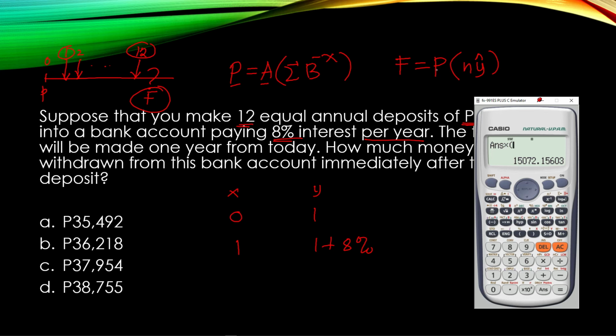To get the future, multiply natin yung P times N Y hat. So, yung N natin is after 12 years, so 12. Tapos, shift stat 55 Y hat. Then, close natin. Then, press natin yung equal sign. So, probably, that is 37,954, which is pasok sa ating mga choices. Medyo challenging siya, no? Kasi yung pinapahanap is hindi yung P, but instead, yung pinapahanap is the F. So, same concept applies. Huwag natin kalimutan.